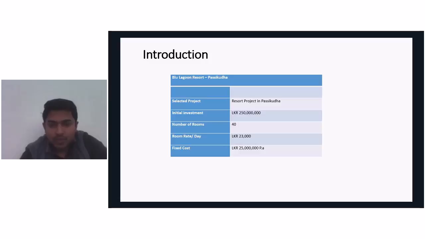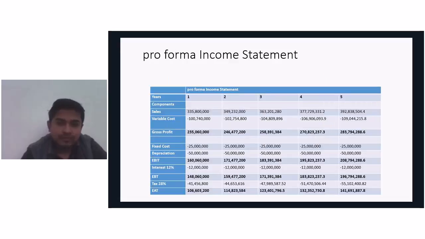As a room rate, based on the industry rate in the Pasikuda area, on a full board basis, I have considered 23,000 as the room rate per day. And as a fixed cost, as a hypothetical figure, I have estimated 25 million each year. This is my pro forma income statement. To arrive at the sales figure, I have multiplied the 23,000 room rate by 40 rooms to arrive at the revenue per day, and also multiplied by 365 to arrive at the complete sales figure for one year.